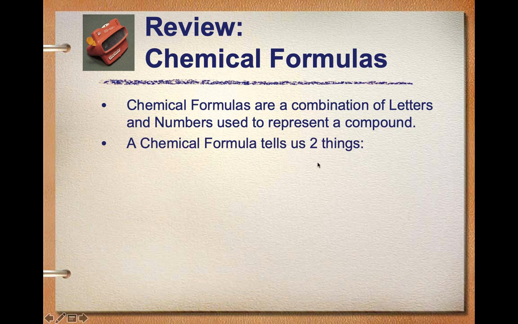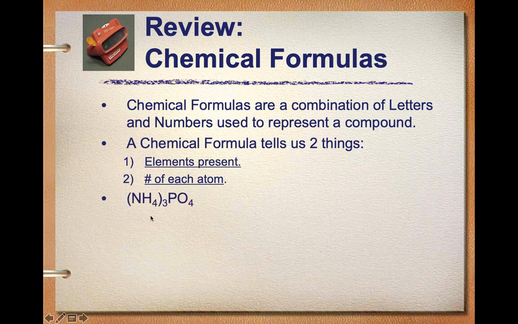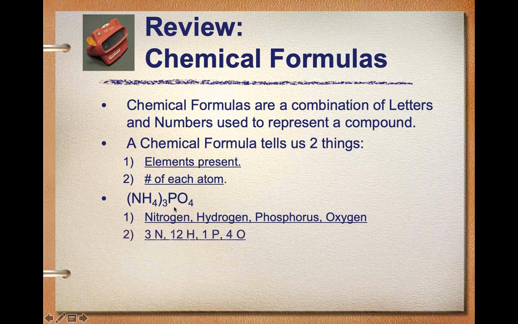When we look at a formula, it tells us two things. It tells us what elements are there and how many, what is the number of each atom. So if you saw something like this a while ago, this would mean nothing to you. But now you have a little bit of understanding that this is a certain thing that we have three of. There's PO4s, and those mean something. N is nitrogen, H is hydrogen, P is phosphorus, O is oxygen. Those aren't random letters anymore because we have a little background in chemistry.